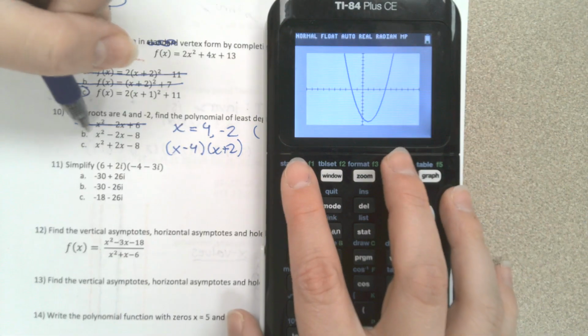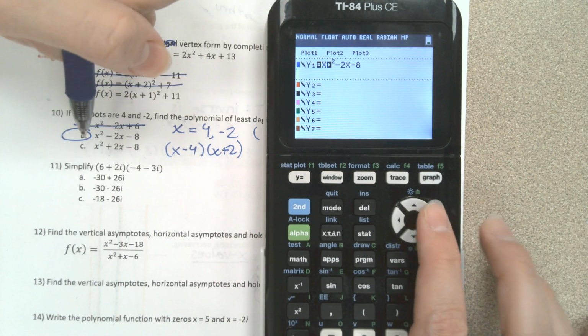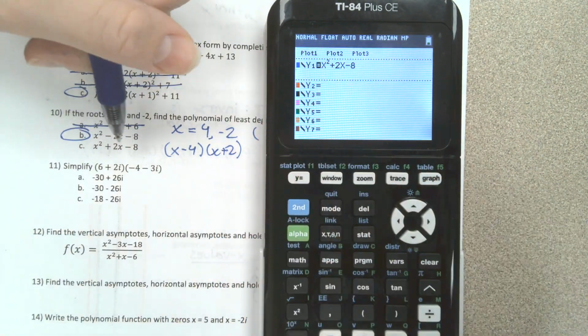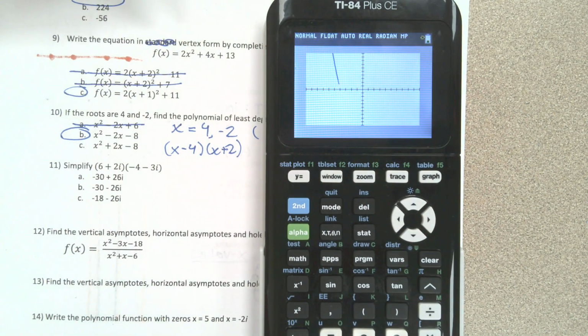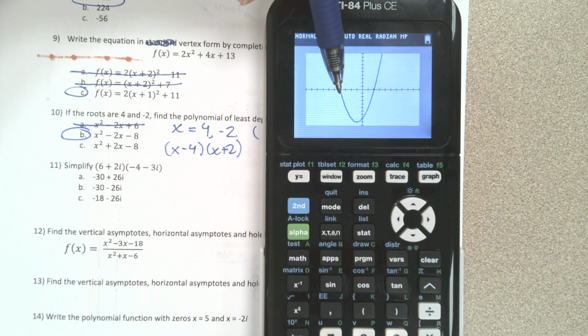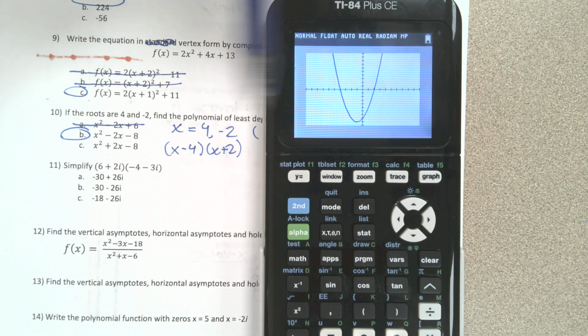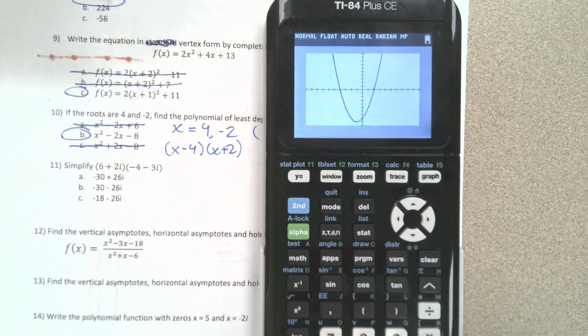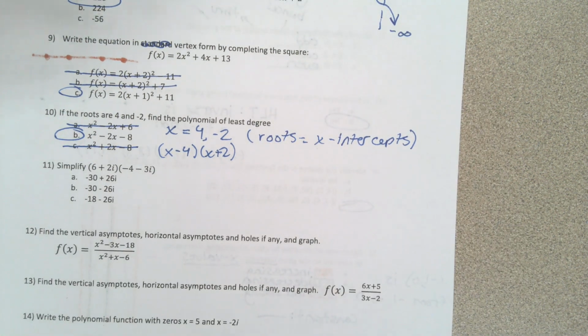Just for good measure, let me show you that C is incorrect. So that has a plus 2 instead of a minus. That's x squared plus 2x minus 8. It flip-flops. This one is negative 4, positive 2. So the numbers are correct, but the signs are wrong. So you have to pay very close attention there. So that is wrong. Very close, but wrong. And that's it.